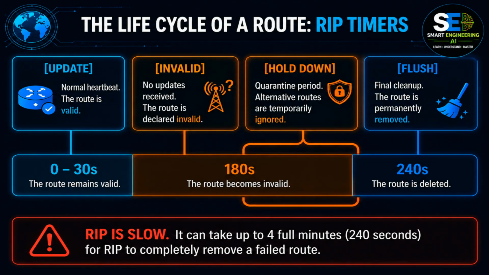During this stabilization period, the router ignores suspicious alternative updates in order to prevent routing loops and incorrect decisions. Finally, the flush timer. After 240 seconds, the failed route is completely removed from the routing table. This process highlights one of RIP's main weaknesses: slow convergence. In some cases, RIP may need up to 4 full minutes to fully forget a failed route.